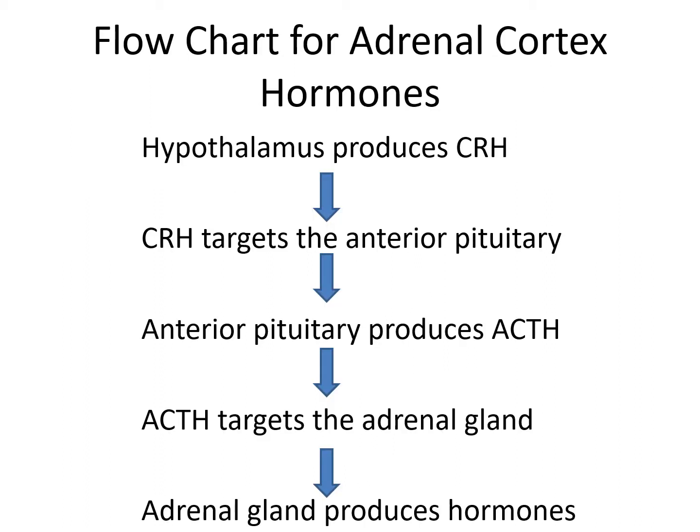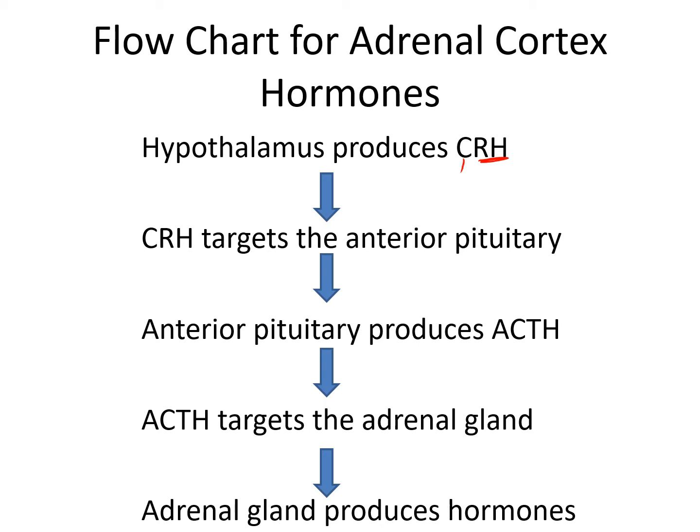Let's talk about the adrenal cortex for just a moment. The adrenal cortex is the outermost portion of the adrenal gland. We call that outermost portion the adrenal cortex. The innermost portion is called the adrenal medulla. The hormone produced by the hypothalamus that gets the ball rolling here is called corticotropic releasing hormone. First off, we know that RH is a releasing hormone. It's made by the hypothalamus to target the anterior pituitary.